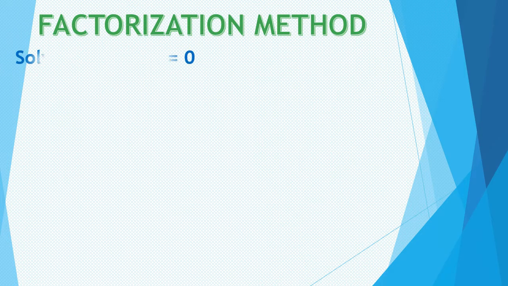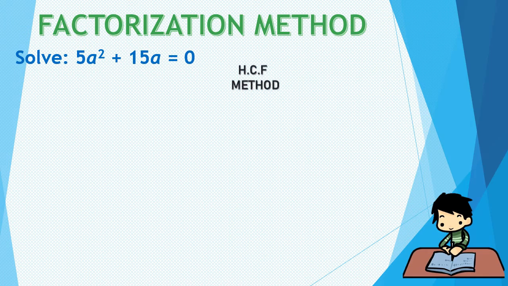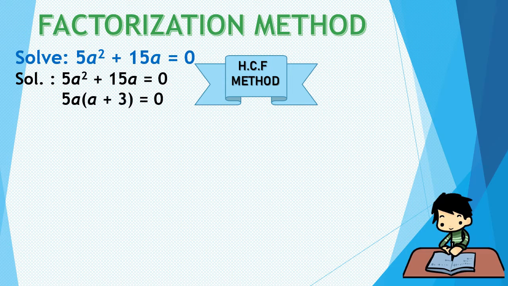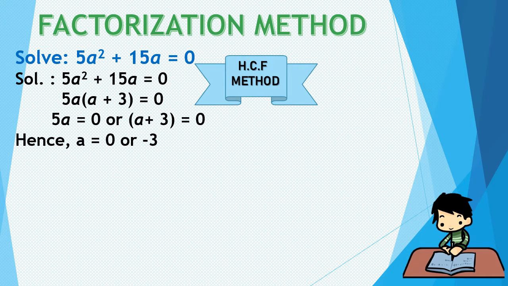Now students, first of all we will discuss questions based on the factorization method. Here you can see one example, 5a square plus 15a is equal to 0. Here we are first going to take common factors, so I am going to apply the HCF method. Take common 5a, what is left is a plus 3 in the bracket, equal to 0. Now one by one you are going to equate these factors with 0, that is 5a is equal to 0 or a plus 3 is equal to 0, which gives the value of a as 0 or minus 3.